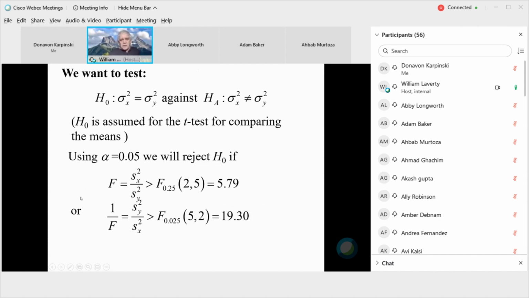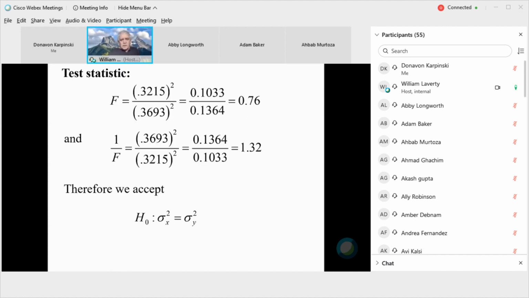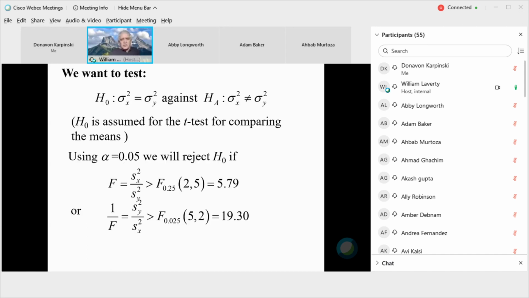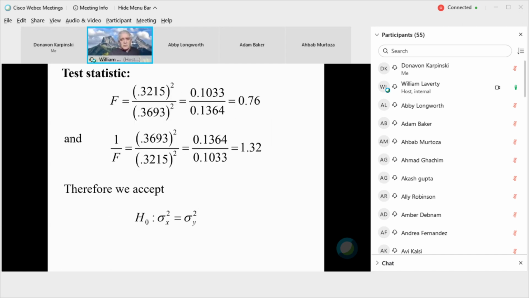Alpha divided by 2, that should be 0.025, not 0.25. If it's sx squared over sy squared, the numerator degrees of freedom is 2, the denominator degrees of freedom is 5, one less than the sample size. If it's the other way around, the degrees of freedom should be switched around. The F statistic is 0.76. 1 over F is 1.32. So both of those are less than their critical values. So we would accept the hypothesis that sigma x squared is equal to sigma y squared.